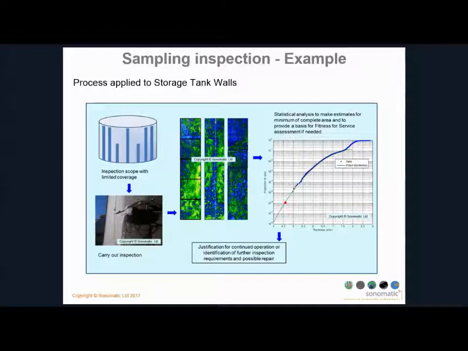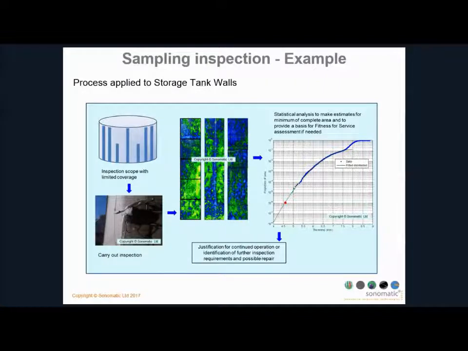So if we look at what that lets us do in terms of performing a sampling inspection, this slide summarizes how it would be applied to storage tank walls, for example. So you start in the top left graphic with an inspection scope with limited coverage. You carry out the inspection with corrosion mapping. You collect the corrosion mapping data. That corrosion mapping data is then analyzed to develop a distribution based on the data itself, which is as shown by the blue dots in the graphic.